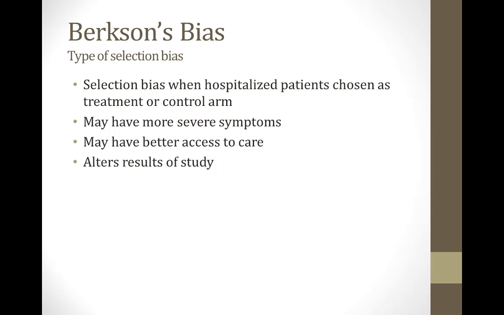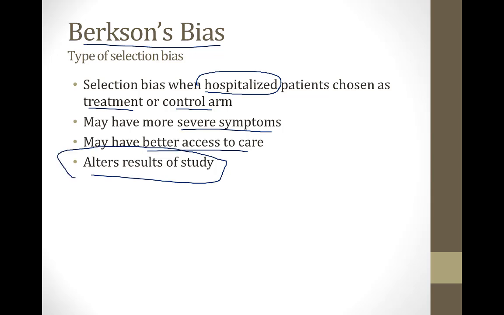Another rare and sort of peculiar type of selection bias is called Berkson's bias, and the key thing here is this is selection bias when you use hospitalized patients in your study, either in the treatment or control arm. Patients in the hospital tend to have more severe symptoms. That's what gets them admitted to the hospital. They also have better access to care. They have nurses and doctors around them all the time. So if you do a study and one arm has hospitalized patients and the other arm does not, the results can be altered because the group in the hospital was very different from the other patients that weren't in the hospital.